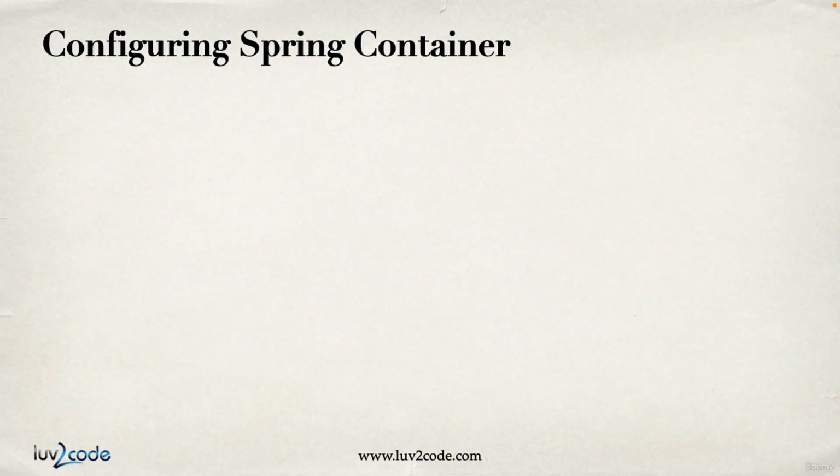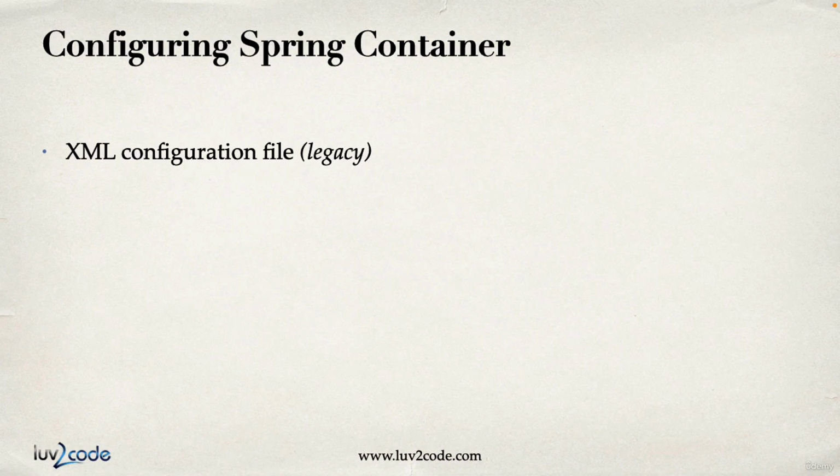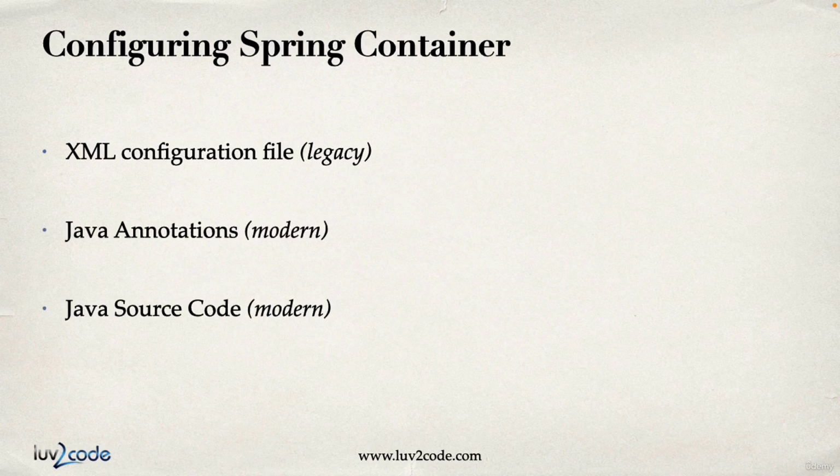Now, how can we configure the Spring container? Well, three different approaches here. One is that we can make use of XML configuration, Java annotations, or by configuring using Java source code. Now, XML configuration is considered legacy, so we won't cover it in this course. However, we will focus on the modern solutions here, such as Java annotations and Java source code. We'll have plenty of examples in this section as far as making this type of configuration setup.